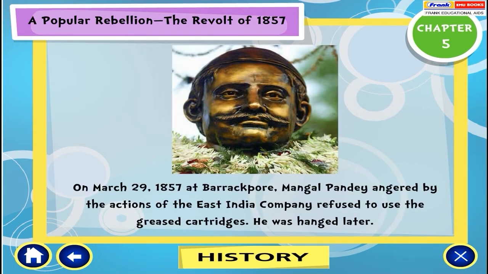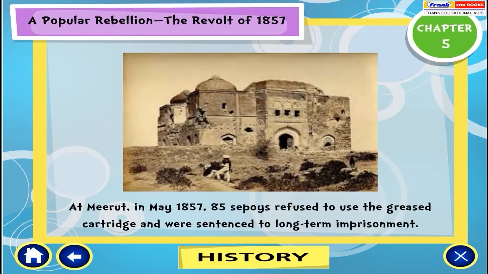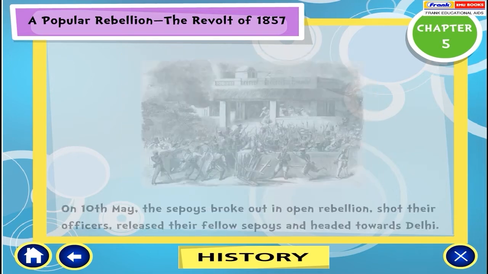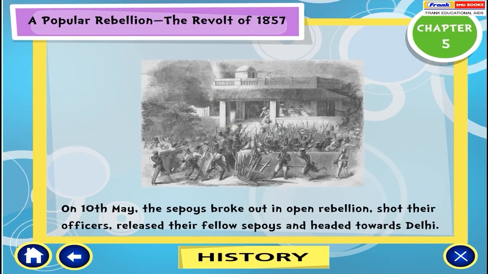On March 29, 1857, at Barrackpore, Mangal Pandey, angered by the actions of the East India Company, refused to use the greased cartridges. He was hanged later. At Meerut, in May 1857, 85 sepoys refused to use the greased cartridge and were sentenced to long-term imprisonment. On 10th May, the sepoys broke out in open rebellion, shot their officers, released their fellow sepoys and headed towards Delhi.